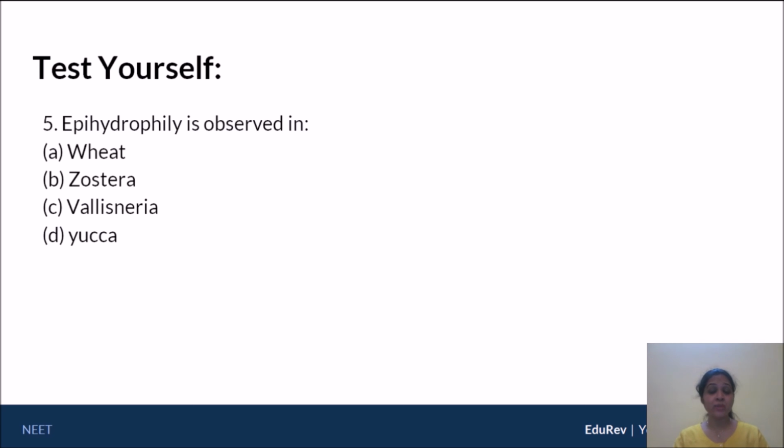Question number 5. Epihydrophily is observed in dash. Now, epihydrophily is a type of water pollination. Now, very clearly, wheat and yucca, that is option A and option D, are out of the question here. Okay, so we limit our answers to B, Zostera, and C, Vallisneria. Now, amongst these two, Zostera has hydrophily, but this hydrophily occurs within water and not on the surface of water. So the answer cannot be B. But if you remember what we have studied in Vallisneria, we have studied that pollination occurs on the surface of water. So the answer here is option C.